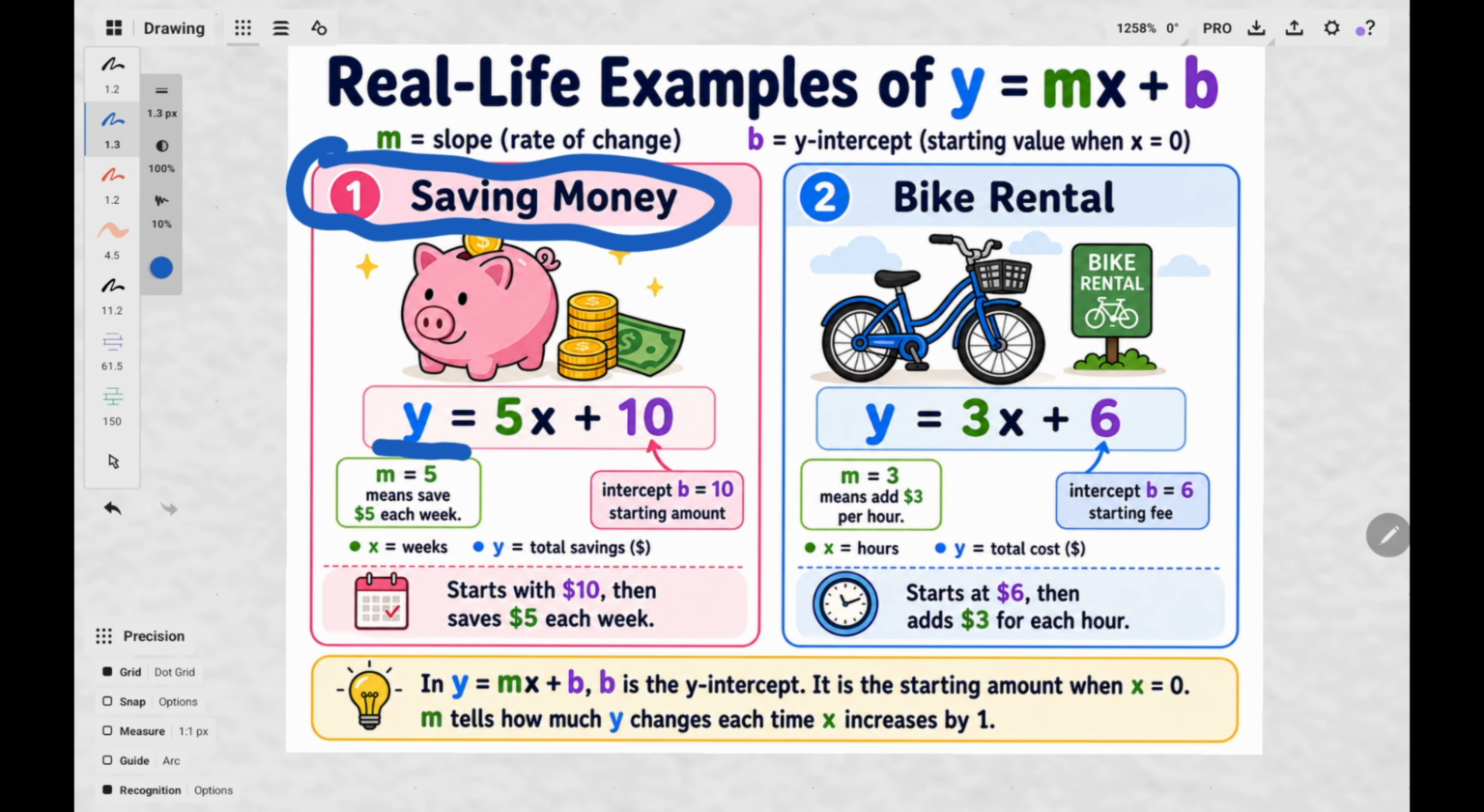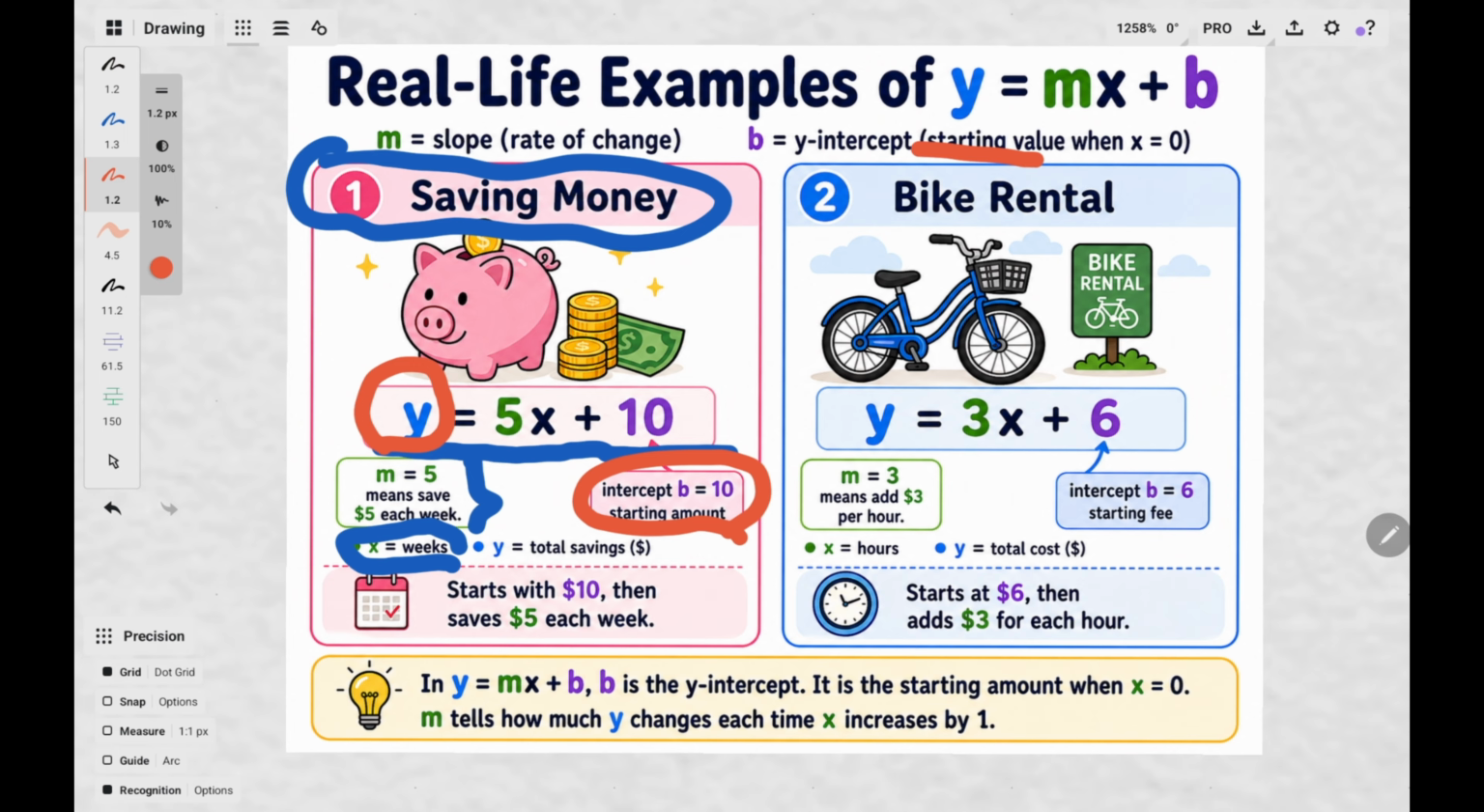If let's say you have y equals 5x plus 10, I can say that this is a formula that can show me how much money I'm going to save after, let's say, x weeks. Like three weeks, 10 weeks, right? If I'm saving $5 per week, and I'm starting with $10 as the intercept, how much will I be saving after x number of weeks?